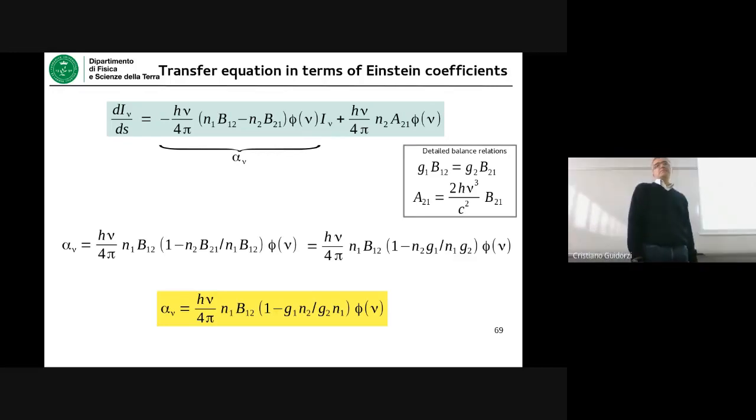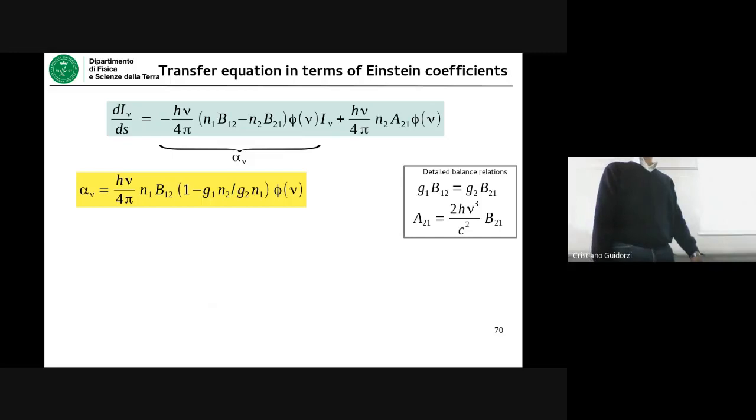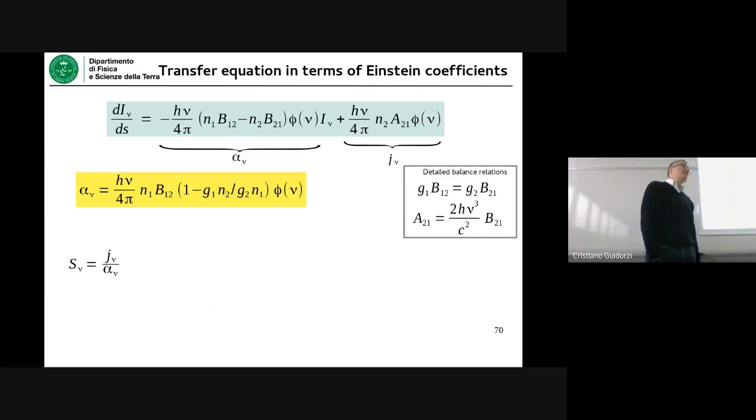Okay, so we can rewrite the absorption coefficient this way: instead of both B12 and B21, just one of them, using one of the two relations. And this is for the absorption coefficient. Let's focus on the second term. This is, of course, j nu. In particular, let's explore the corresponding source function. Well, the source function is, by definition, j nu over alpha nu. So let's work it out just like that.